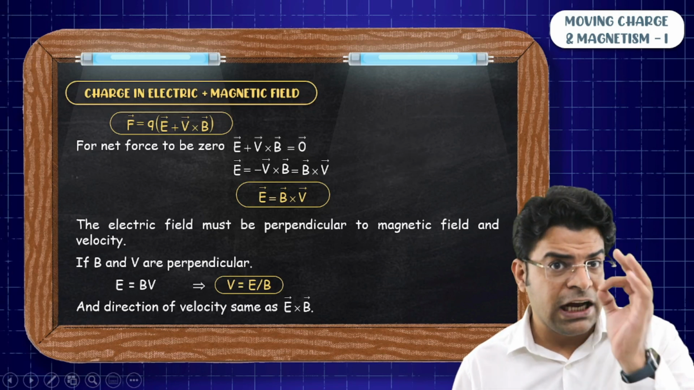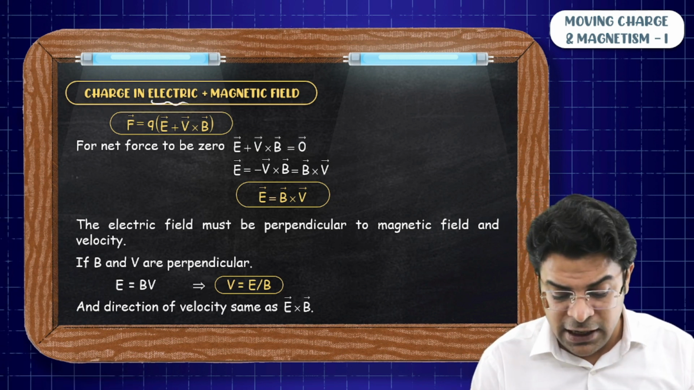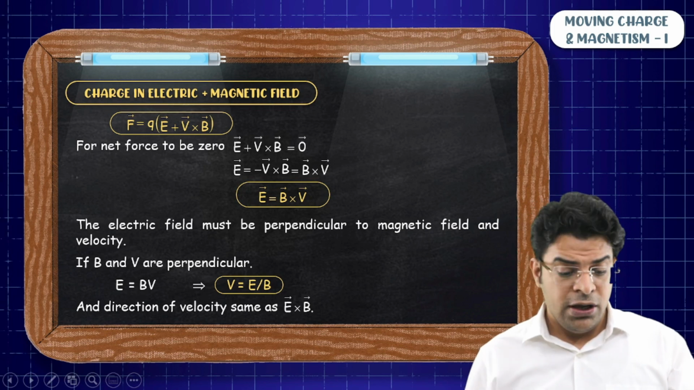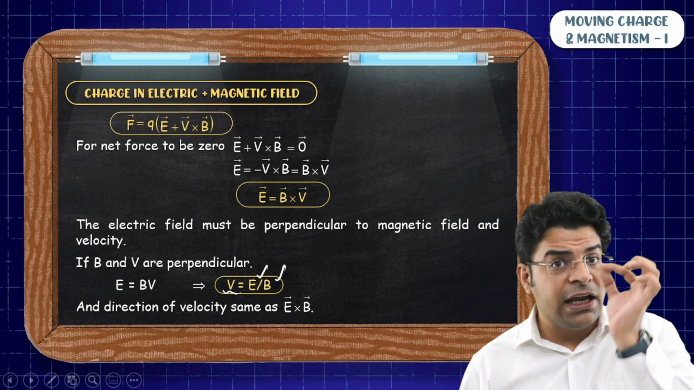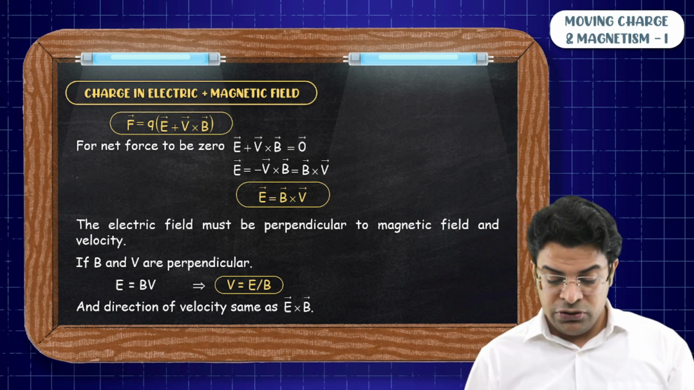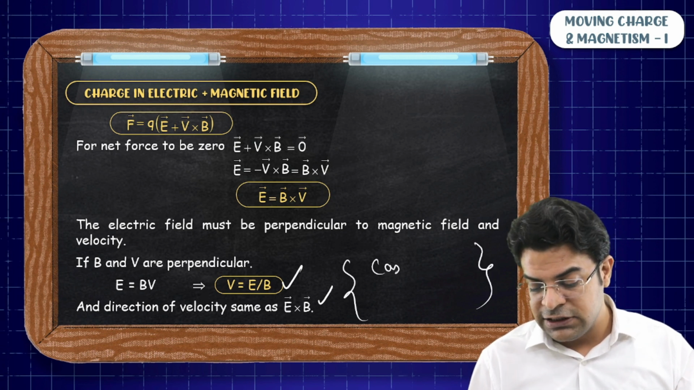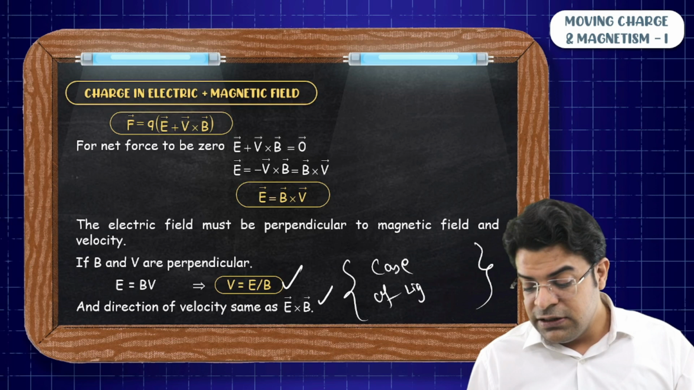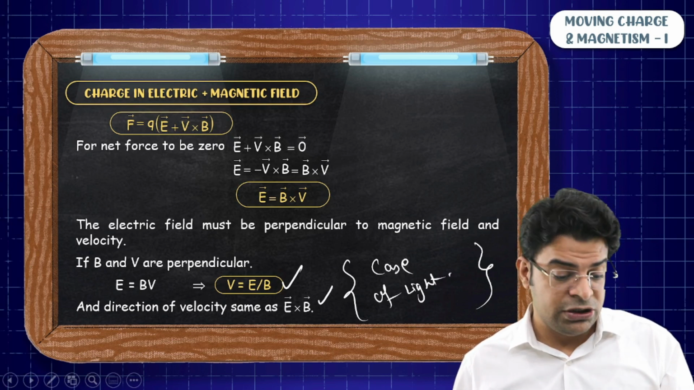So for a charged particle to move with a constant velocity in a region of space where both electric and magnetic field are present, the velocity of the charged particle should be equal to E by B, and the direction of velocity should be the same as that of E cross B. So you need to remember these two things, because these two things are the same as the case of light. That's why they are important, and that's why they are asked in competitive examinations.